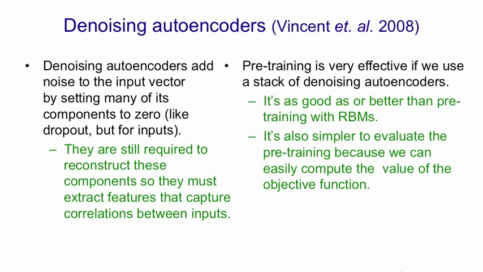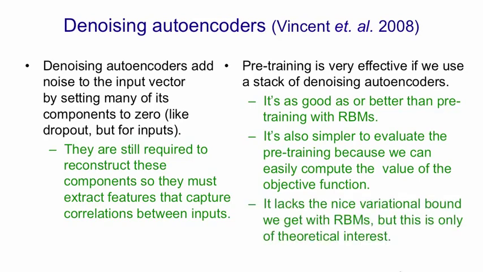In a denoising autoencoder, we can print out the value of the thing we're trying to minimize, and that's very helpful. One disadvantage of the denoising autoencoder is that it lacks the nice variational bound we get with restricted Boltzmann machines. But that's only of theoretical interest, because it only applies if the restricted Boltzmann machine is trained with maximum likelihood.